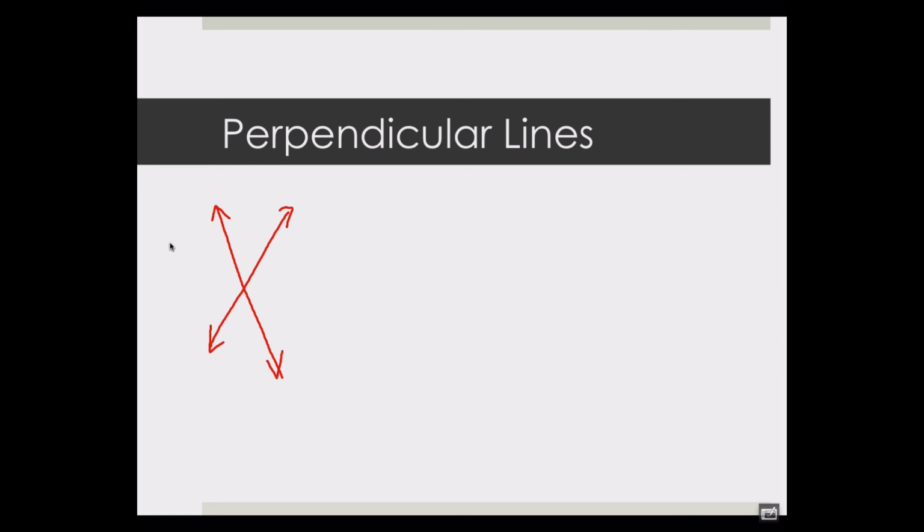Good. Now let me ask the masses. Are those perpendicular lines? What kind of lines are those? They're just intersecting. So what's the difference then between perpendicular lines and intersecting lines? Does it begin with an M? Progress. Megan. Megan, what do you got for me?